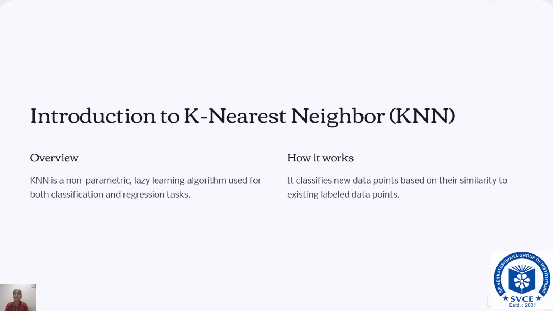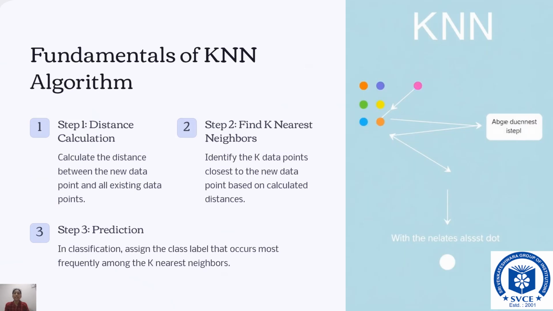Now, let us see how it works. It classifies a new data point based on its similarity to existing labeled data points. Let us see some of the fundamentals of the KNN algorithm. First step, we have to calculate the distance. That is nothing but distance calculation.